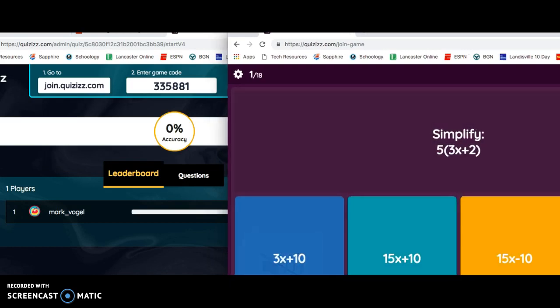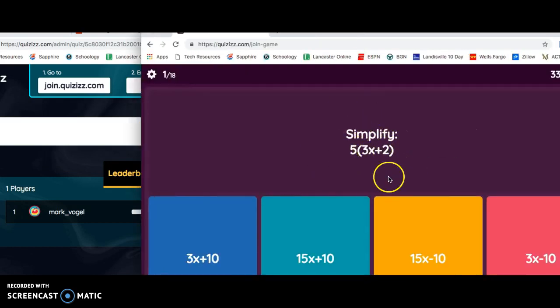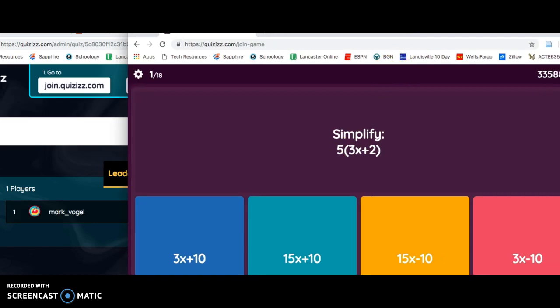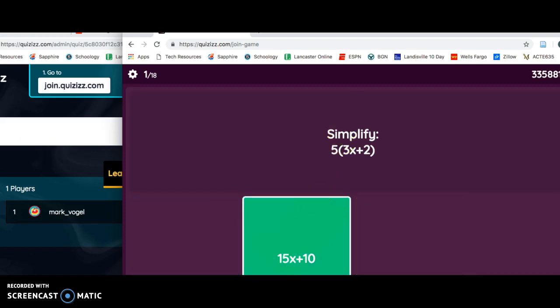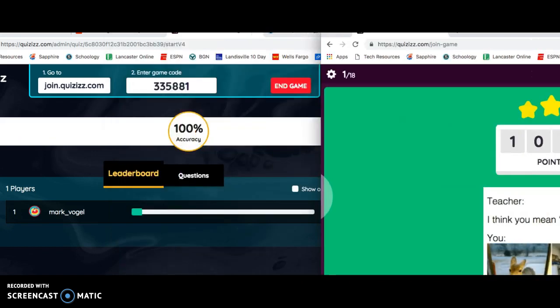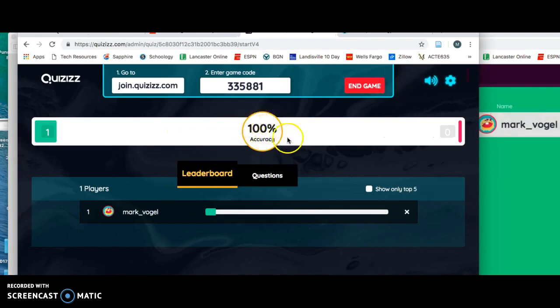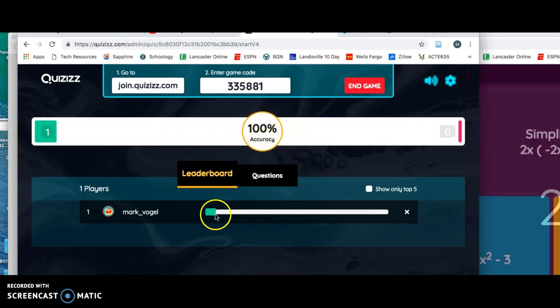That's kind of annoying. But so they would write this problem right here out on their scrap paper and then solve it. And then let's see, the answer would be 15x plus 10, and it tells them they're correct. And on my screen, I can see that as a class, they have 100% because I only answered one problem out of the, I believe, 15 questions total.